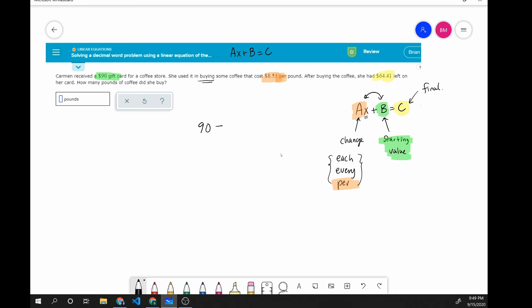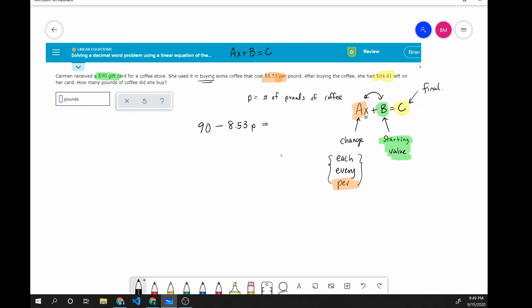And let's call it P for pounds. So P is equal to the number of pounds of coffee. The minus is just because she's spending it. If they were adding to her gift card or giving her extra money on the gift card, we can add, but she's going to lower her balance on the gift card.